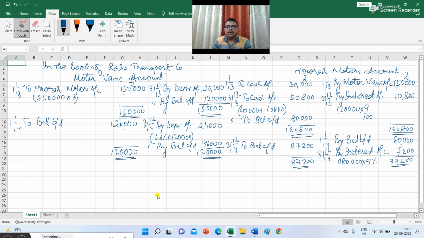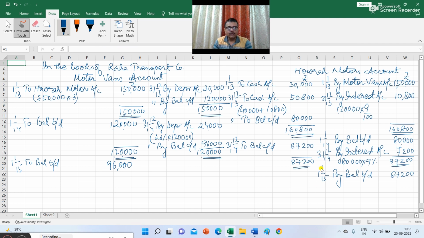So this way I complete the second year accounts. So in the asset account, on 1st January 2015, I have to write the written down value as to balance BD. This is 96,000. And on 1st January 2015, I have to write here the amount due to Howrah Motors account, that is 87,200.